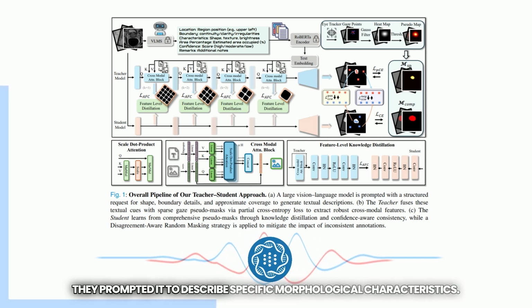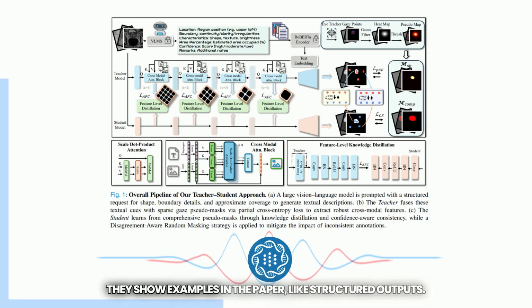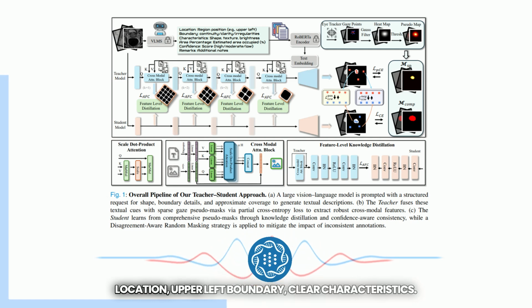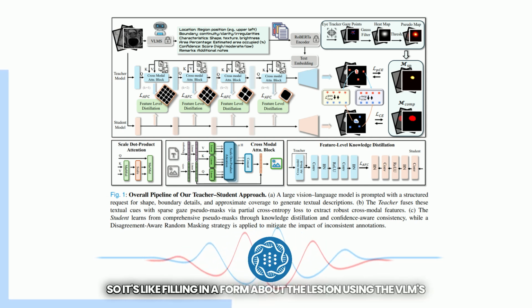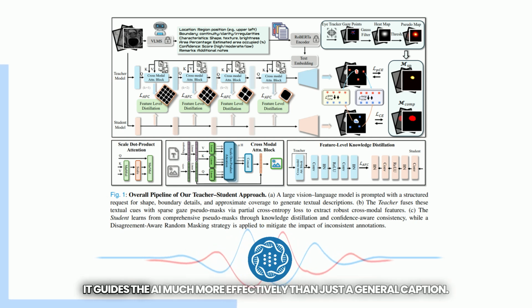They prompted it to describe specific morphological characteristics: the lesion's shape, its size, location, boundary type, things like that. They show examples in the paper, like structured outputs: location, upper left; boundary, clear; characteristics, smooth. Got it. So it's like filling in a form about the lesion using the VLM's understanding. That provides much more concrete information for the AI. Exactly right. It guides the AI much more effectively than just a general caption.